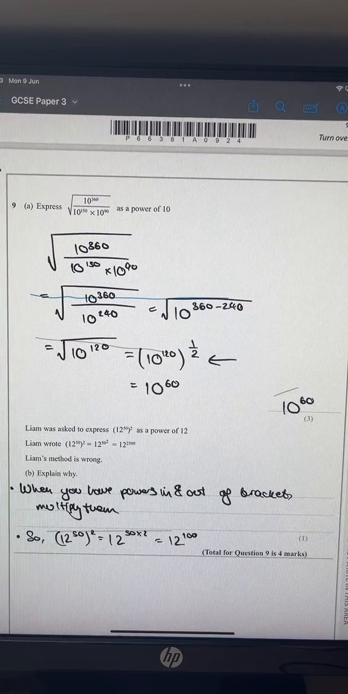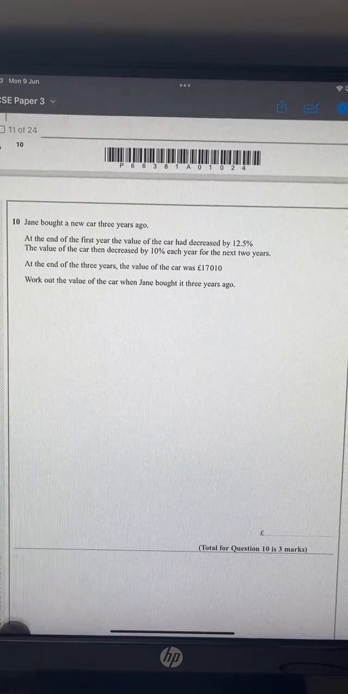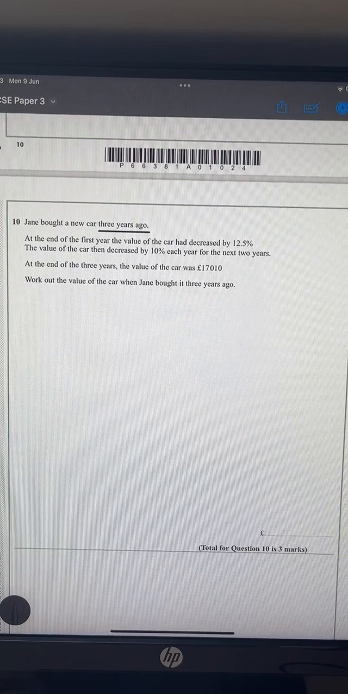All right. I'm going to move on to the next question, question 10. So, a percentages question. Jane bought a new car 3 years ago. At the end of the first year, the value of the car had decreased by 12.5%. The value of the car then decreased by 10% each year for the next 2 years. At the end of the 3 years, this is the value of the car. Work out the value of the car when she first bought it.